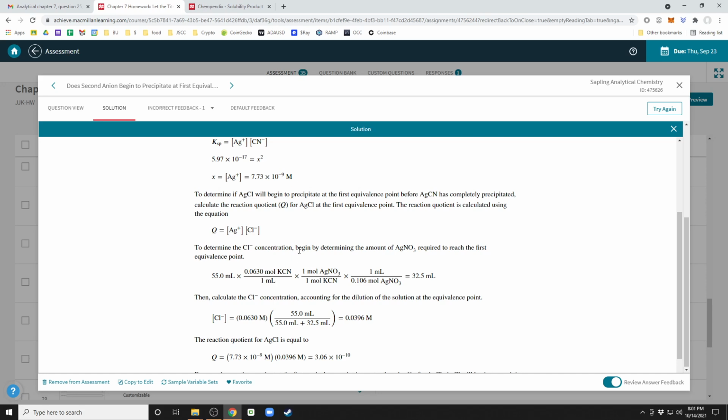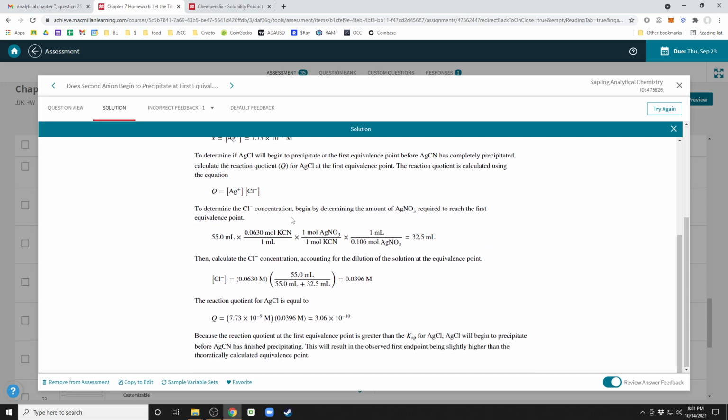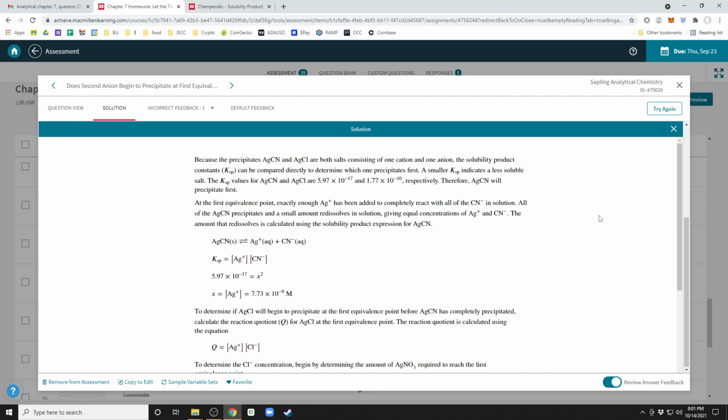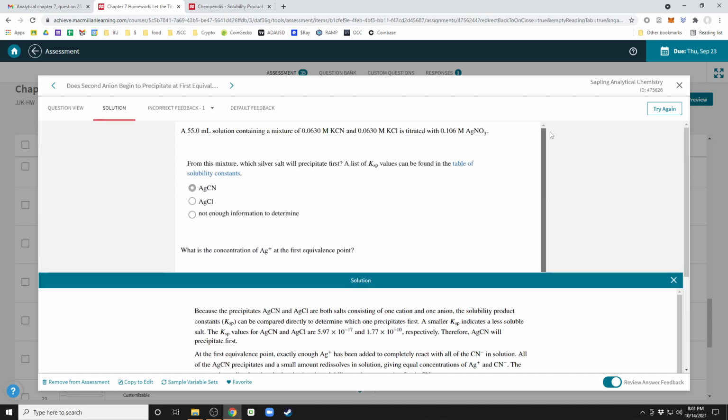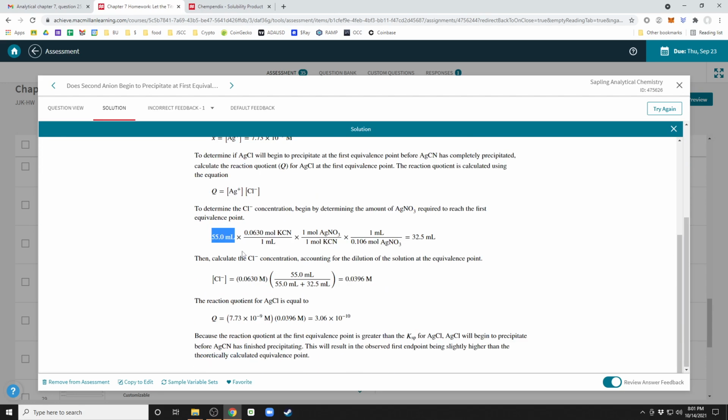First thing you should do is go ahead and figure out the Cl-. So right here you have the 55 milliliters. Let me see if I can get up to where I have those numbers. The 55 milliliters. You have the KCN and KCl, and it's titrated with 0.106 molarity AgNO3. So you have your 55 milliliters of the KCN. It would be 1 mole of the AgNO3 would give you 1 mole of the KCN.